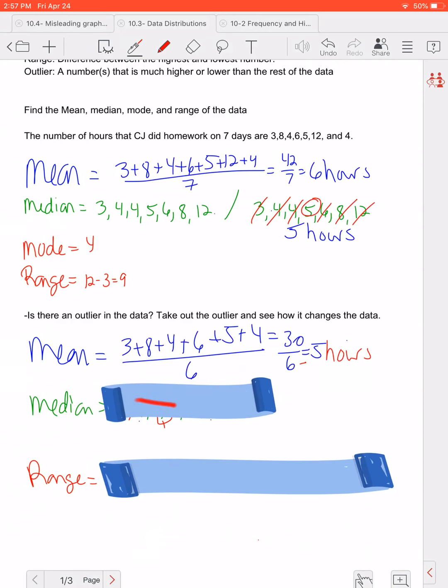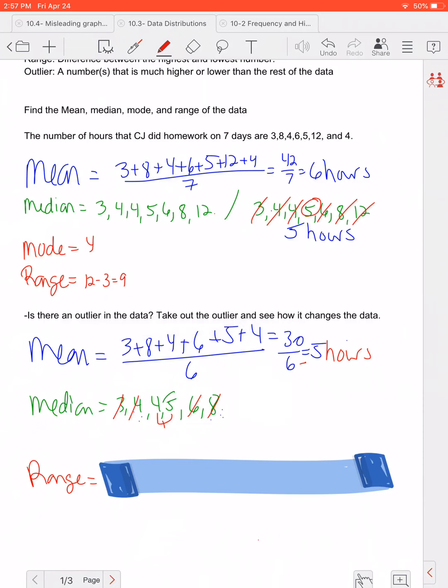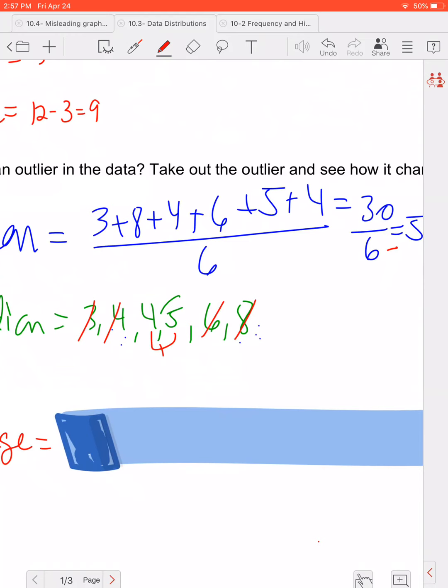Median, same idea. We are going to line up all the numbers in order. And when we do that, we're going to have 2 middle numbers.